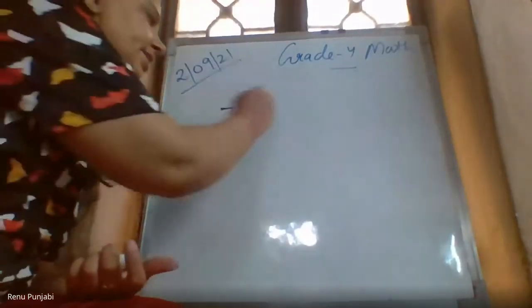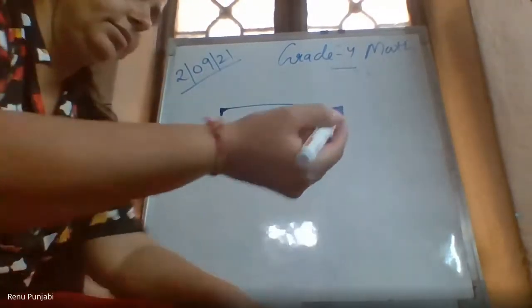Ma'am, we have to write the three statements also. Yes, three statements are compulsory to write. Okay, ma'am. How do we do the sum? We have to only write like 6 liter and 750.